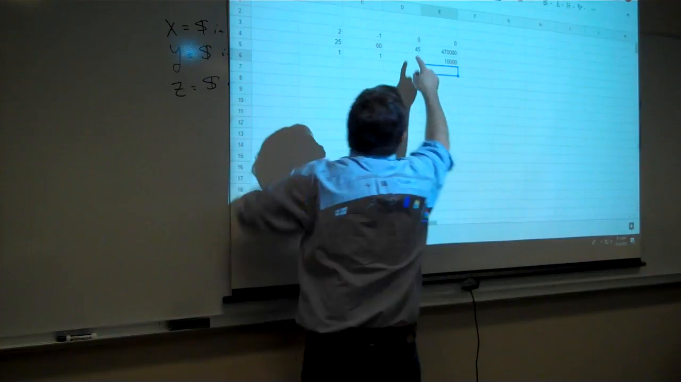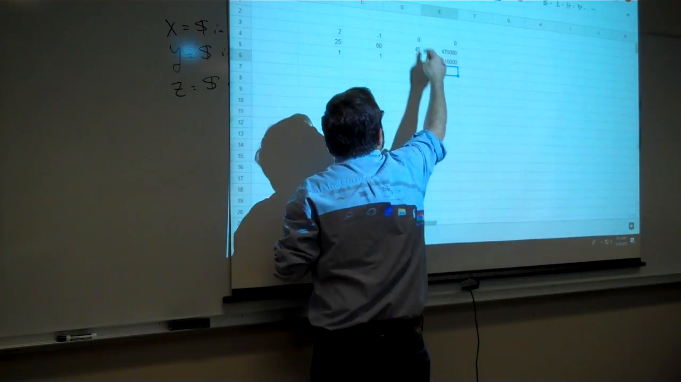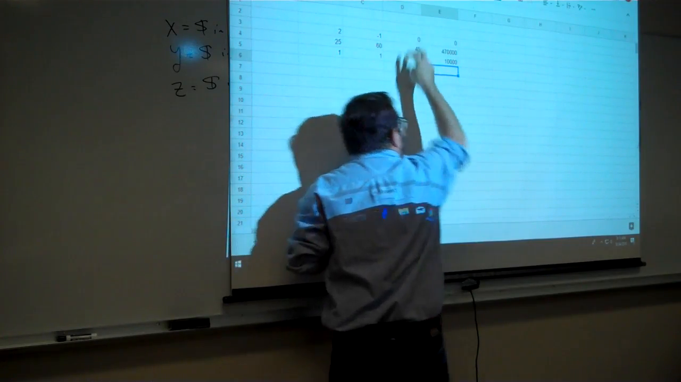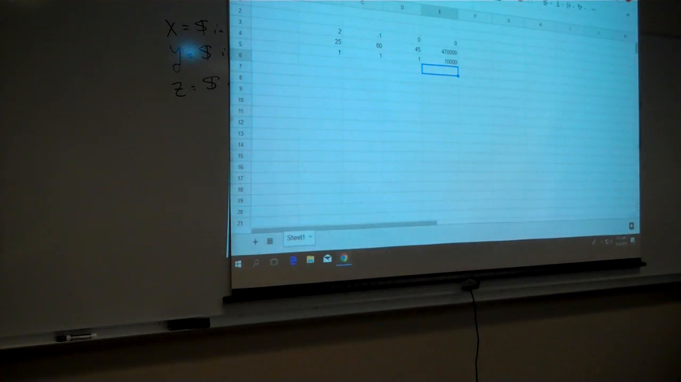Alright, so look at this column here. I wanted 0, 0, 1. I've got 0, 45, 1. So I'm going to leave row 1 alone. I'm not doing a thing to it. I'm leaving row 3 alone. But row 2, I want row 2 to be row 2 minus 45 times row 3, so that I've made this one 0.